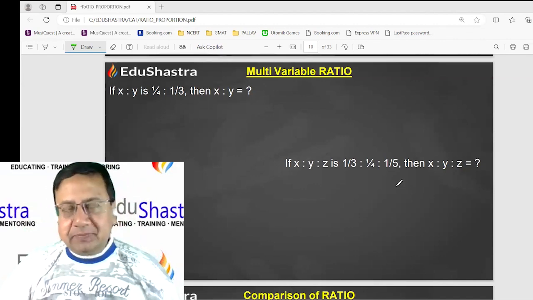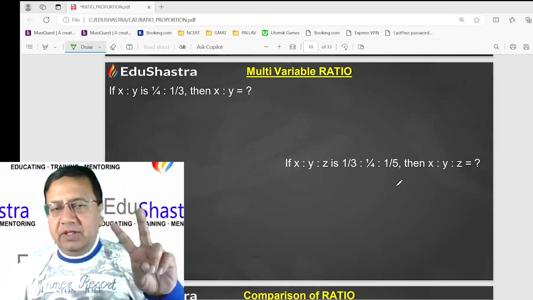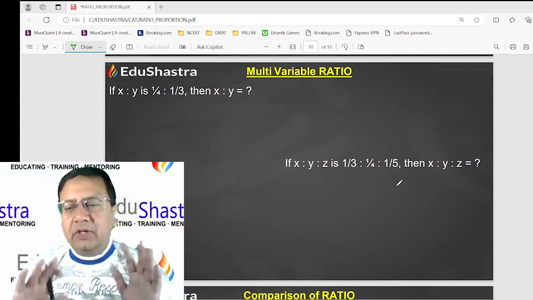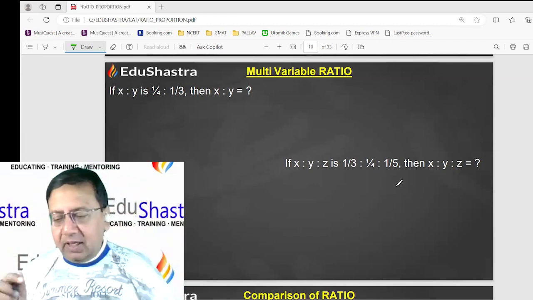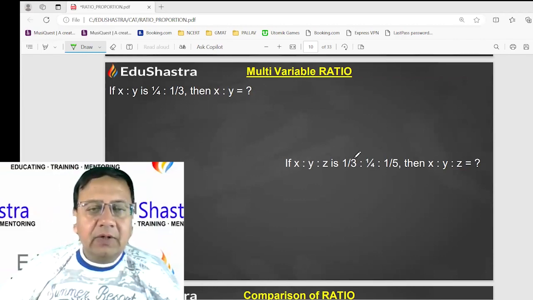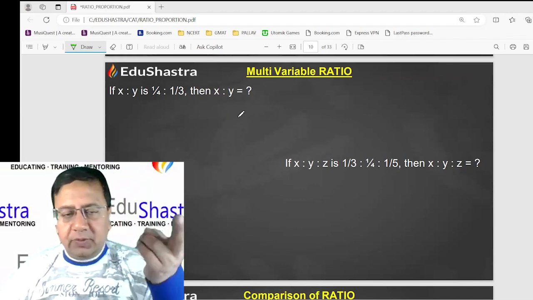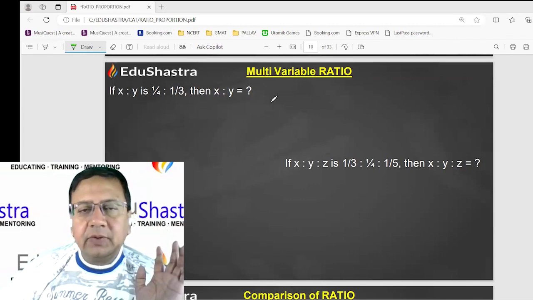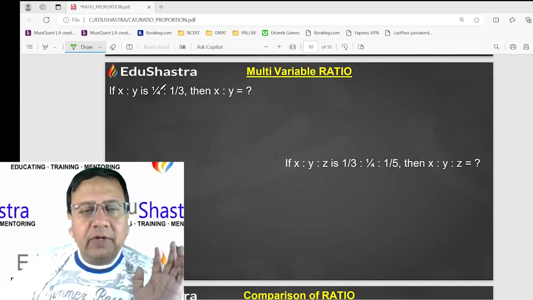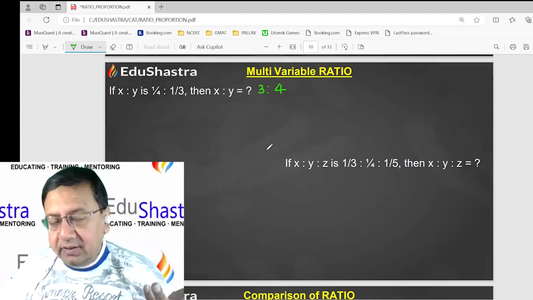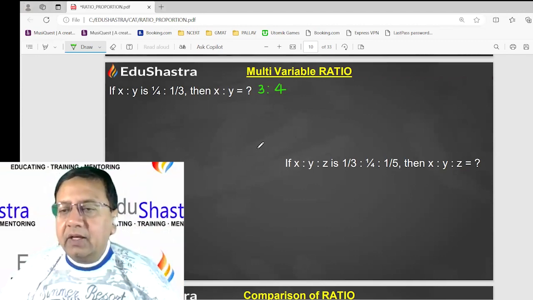Okay, so see, if you are having only two variables, just like in the first example, x is to y, there is nothing to do, right? But yes, we should understand the proper method, right? You just reciprocate the number. So x to y is 1 by 4 is to 1 by 3, and the answer will be 3 is to 4, right? I'm just telling you this.